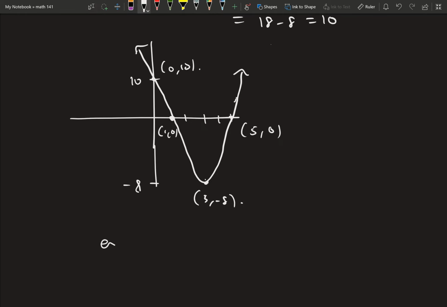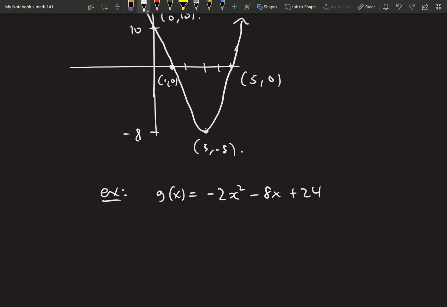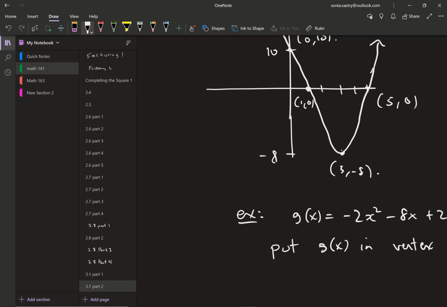I'll leave you with a little exercise, which is for g of x equal to negative 2x squared minus 8x plus 24. So put g of x in vertex form. And let's just stop there. We've seen now enough examples of doing the rest of it. And I'll show you, there's a little small trick to finding the vertex of a parabola. I'll show you guys that as well in the next video. So let's stop.